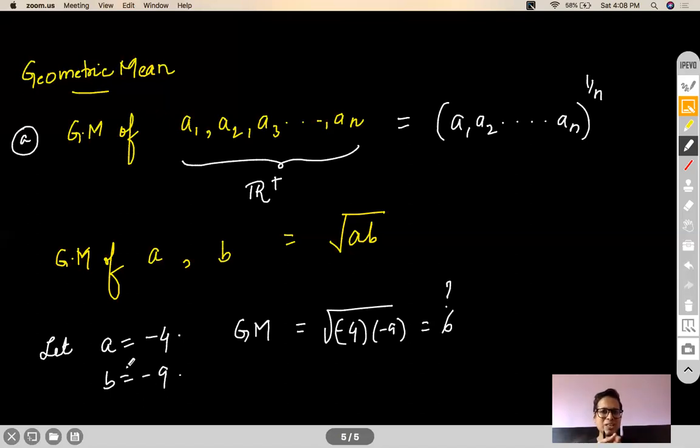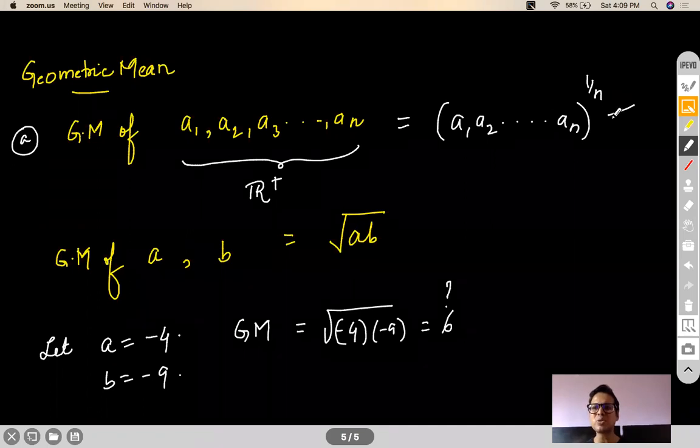See, again, don't go by the definition that it should be in GP. I agree, -4, 6 and -9 can be in GP. That is fine. But that is not how means are defined. Means are normally used to denote something which is somewhere in between the numbers. Not exactly midway, somewhere in between the numbers. So how can +6 come between -4 and -9? Are you getting my point? So in such cases, this formula is not going to work.